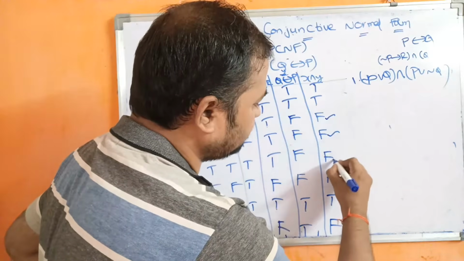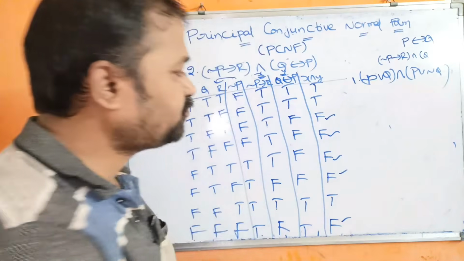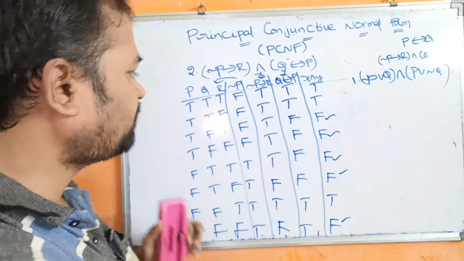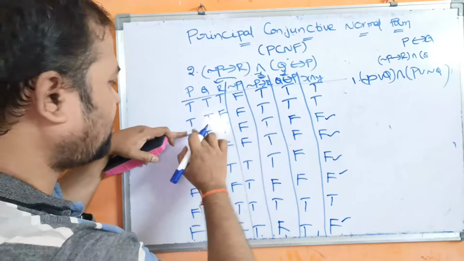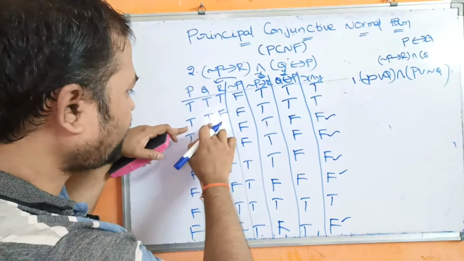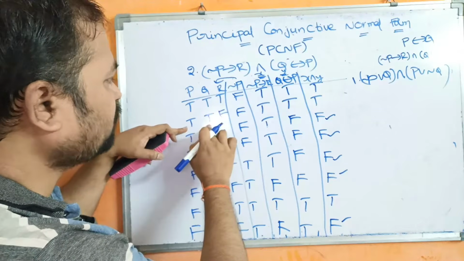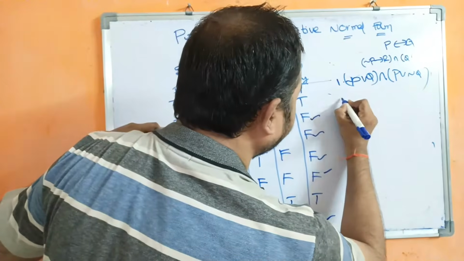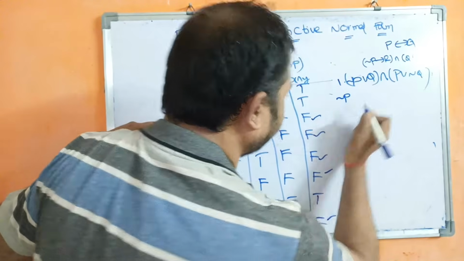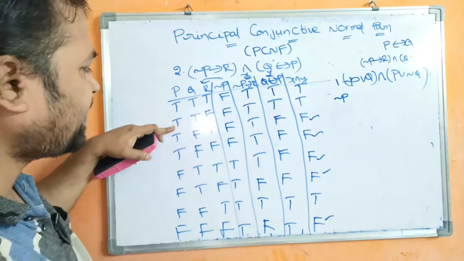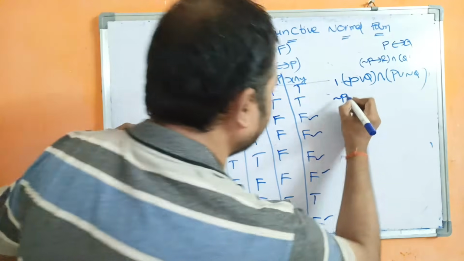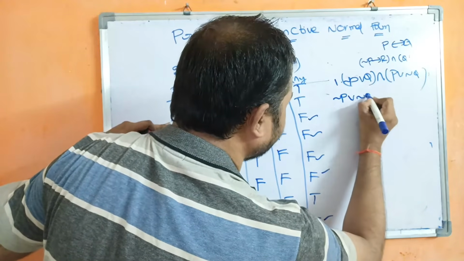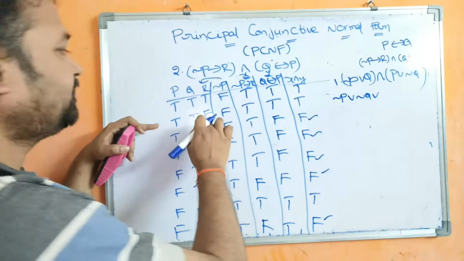1, 2, 3, 4, 5. So we have to take the max theorem for these combinations. If we take this combination, P Q are true true. So true true will be changed to false. So negation P, negation P, negation P. This is max theorem. Max theorem means which operation? OR operation. So negation P or negation Q, or here we have false.